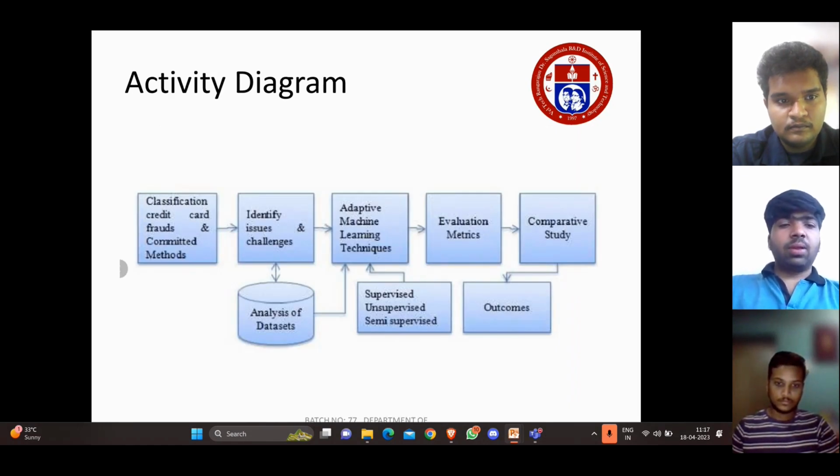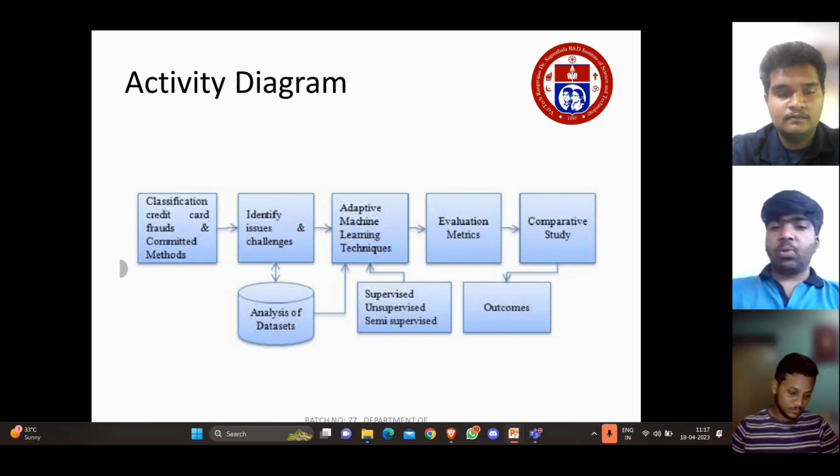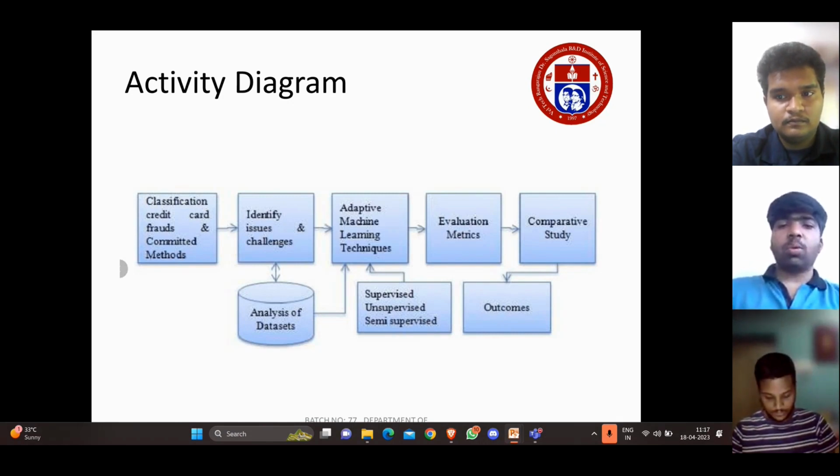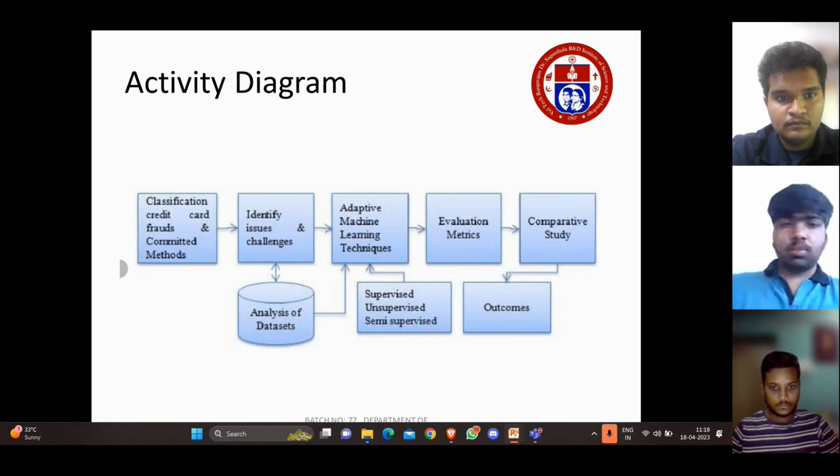The activity diagram. In the activity diagram, there is the classification of credit card frauds and the methods by which they are committed, then identifying issues and challenges. After analyzing the data set and identifying the challenges, we go to adaptive machine learning techniques. We mention adaptive because only certain machine learning algorithms will help sort out the problem. Then come evaluating the metrics, a comparative study, and the outcomes. We have mostly used supervised learning; unsupervised learning is used only for certain algorithms. And the next diagram.